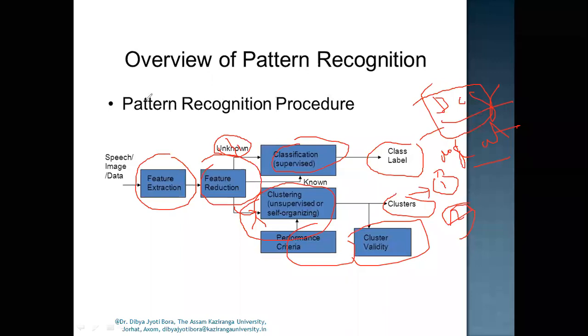So that is the overview of the whole pattern recognition process. Starting with the input data, then feature extraction, feature reduction, based on the known and unknown background, we go for either classification or clustering, then we'll have either output as class labels or clusters. Now, is this clear to you?